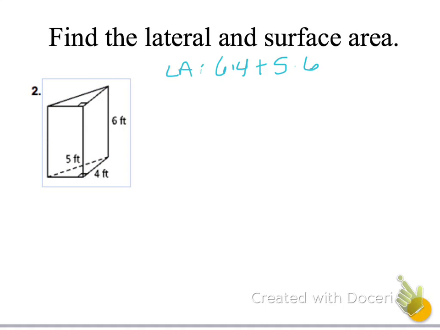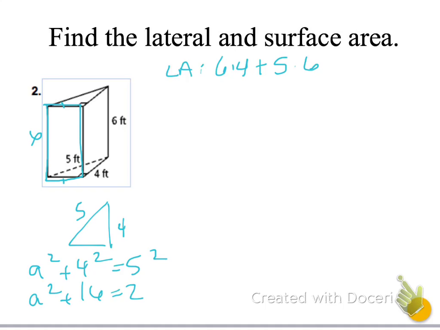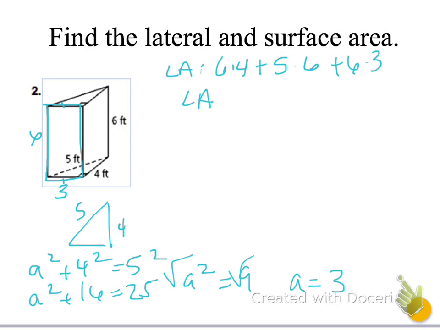And now I need the side that's closest to me, so this front side. Okay, I know that the height's going to be 6, but it doesn't look like I have this top or this bottom, so I can multiply it. So it looks like we got a right triangle down there, and that's 4, that's 5. So we got a squared plus 4 squared equals 5 squared. A squared plus 16 equals 25. A squared, if I subtract 16 from both sides, I get 9. Square root, A equals 3, so we know that's 3, so that last one is 6 times 3. So my lateral area is going to be 24 plus 30 plus 18, which is going to get me 72 feet squared.